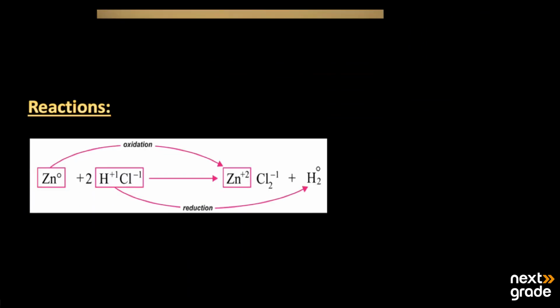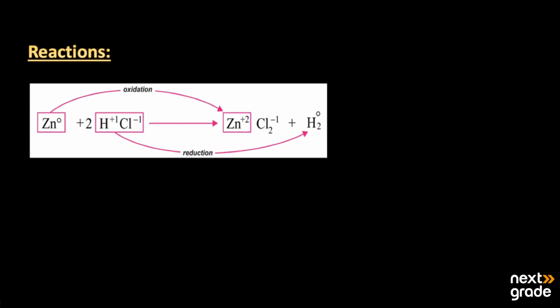So let's have a look at a type of chemical reaction. Here we have zinc, which is a metal, and here we have HCl, hydrochloric acid. Zinc at this stage has oxidation number 0, and after the reaction its oxidation number becomes positive 2. Oxidation numbers can go from 0 to positive 1, 2 and so on, and to negative 1, negative 2, negative 3 and so on.